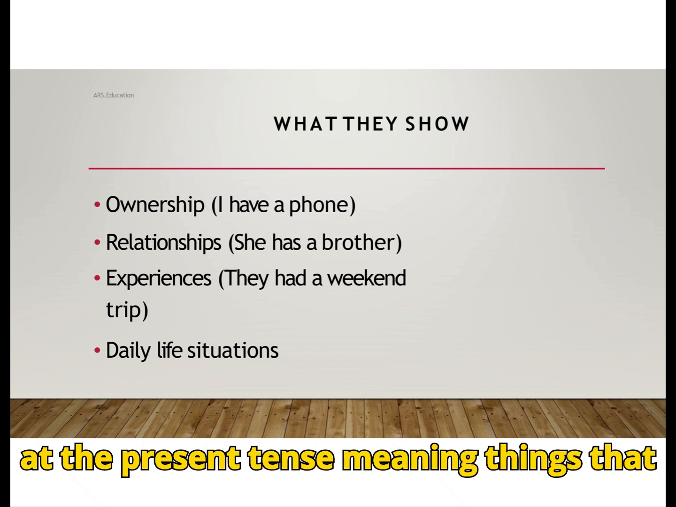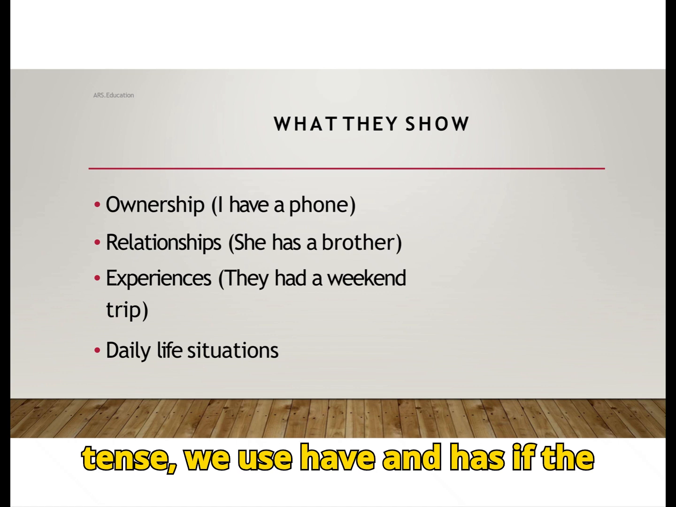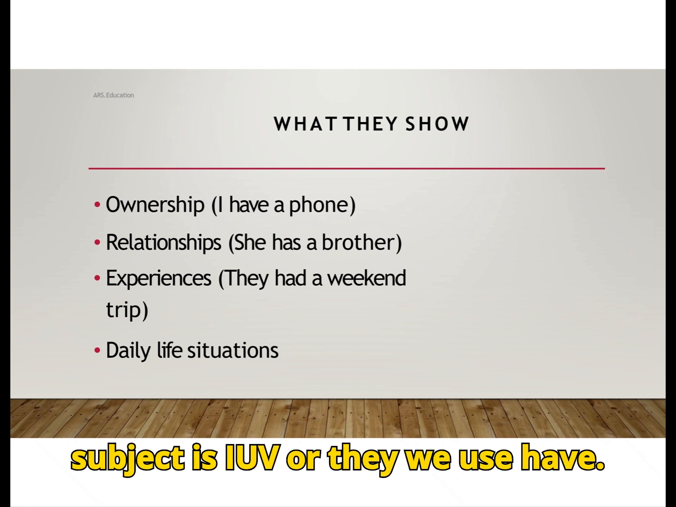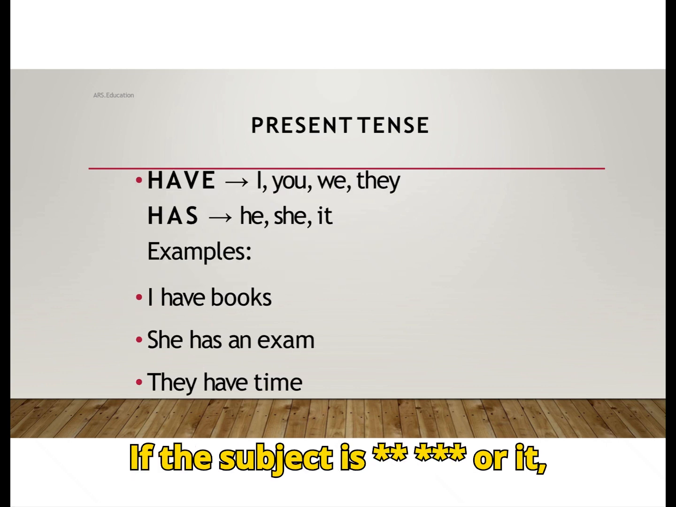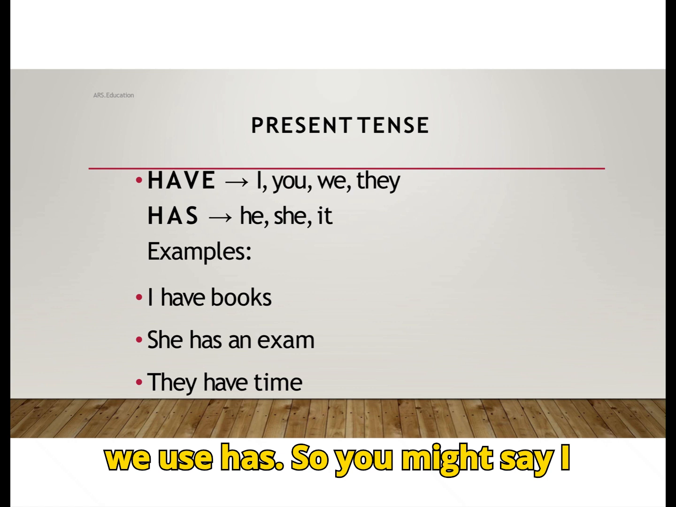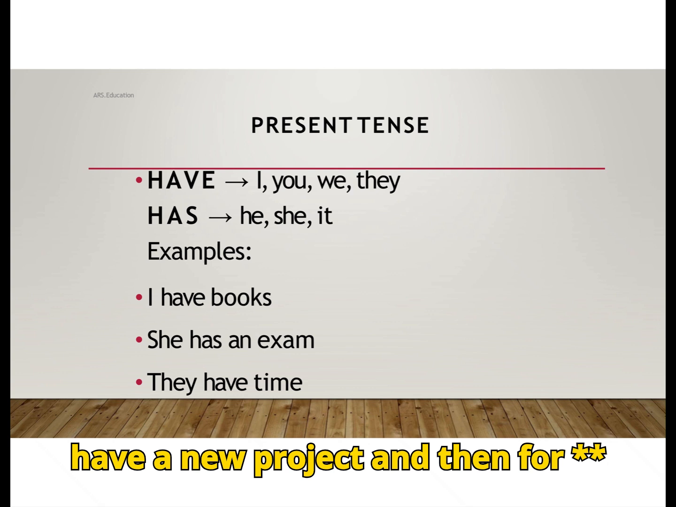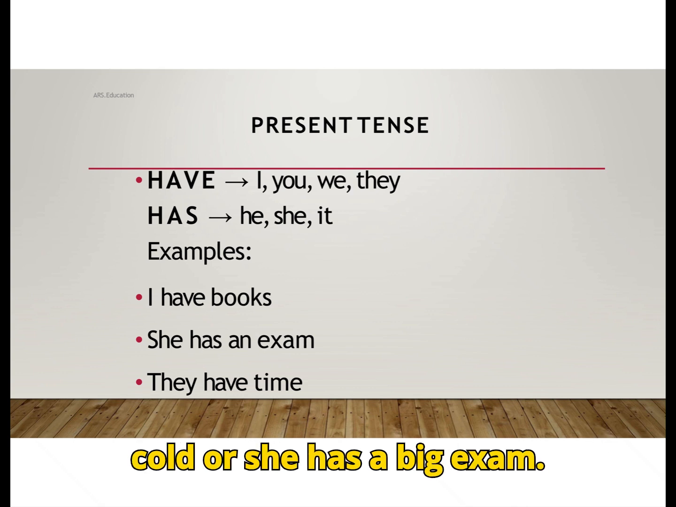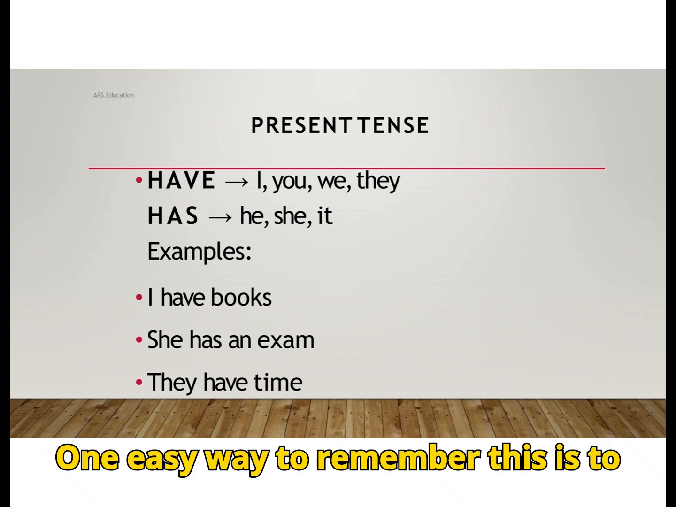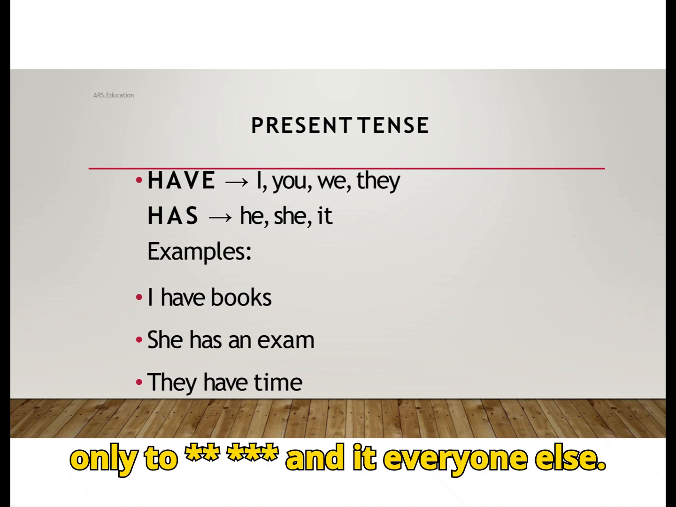Now let us look at the present tense, meaning things that are happening right now. In the present tense, we use have and has. If the subject is I, you, we, or they, we use have. If the subject is he, she, or it, we use has. So you might say I have an idea. You have time today. They have a new project. And then for he, she, and it you say he has a cold or she has a big exam. One easy way to remember this is to think of has as a special word that belongs only to he, she, and it. Everyone else uses have.